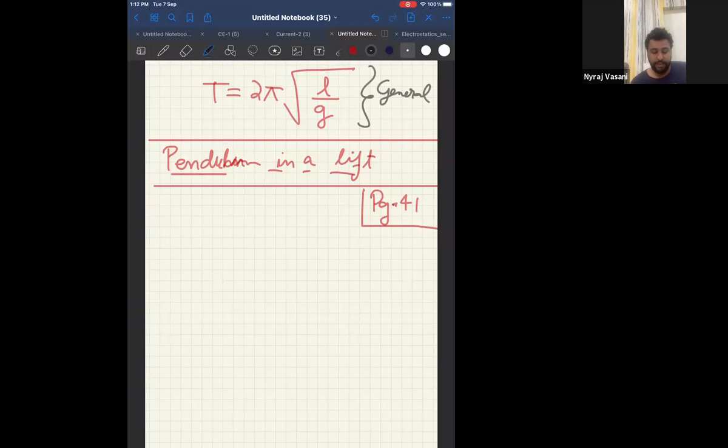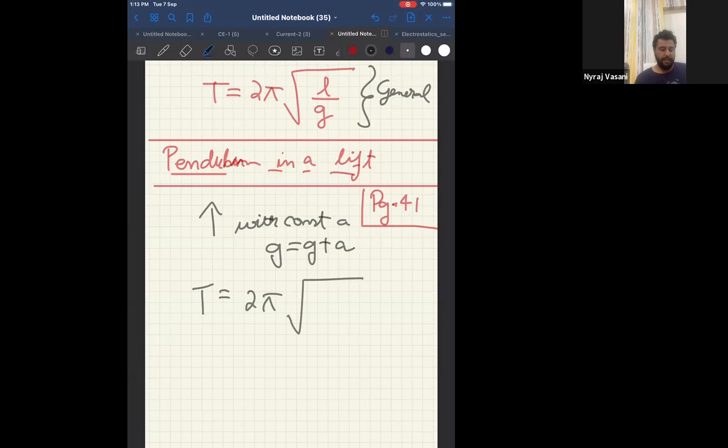Now, what happens? When the lift is moving upwards with constant acceleration, from part 1 you should know if anything is moving up, your effective acceleration due to gravity will become g plus a, because it is going up. That means acceleration due to gravity plus acceleration of the lift also. Therefore, in that case, T is equal to 2 pi under root L by (g plus a).